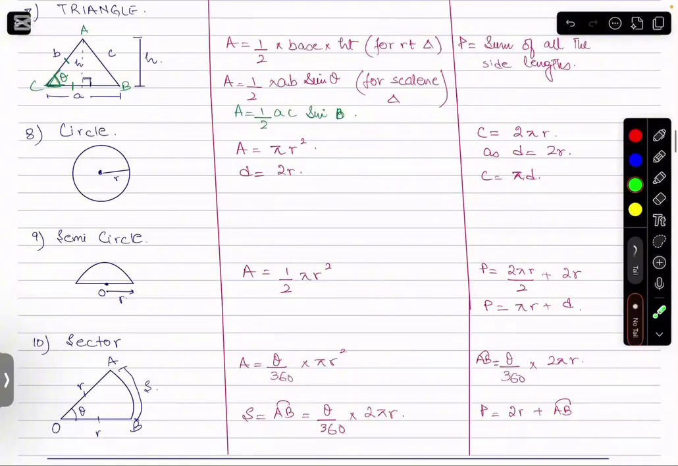Then for semicircle, the area becomes half of it. So it's half pi r square. And perimeter of this semicircle, it's this arc length, this semicircle here, which should be 2 pi r divided by 2. And then it should be plus the diameter. So this is the perimeter of a semicircle. So this is pi r plus d.